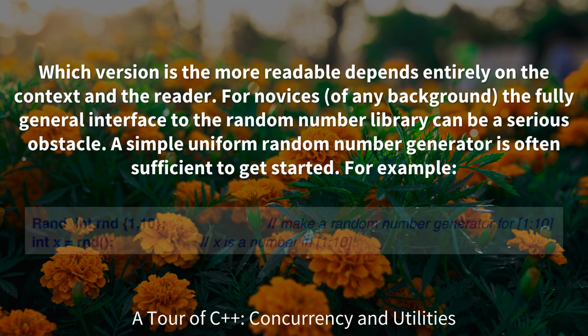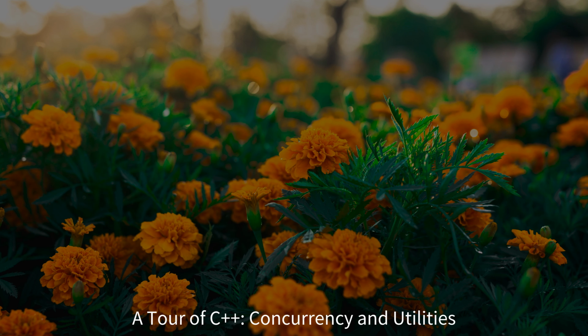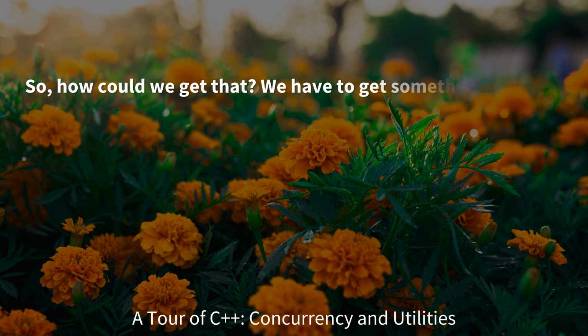For example, Rand_int rnd {1,10}; // make a random number generator for [1:10]. int x = rnd(); // x is a number in [1:10]. So, how could we get that? We have to get something like die inside a class Rand_int.